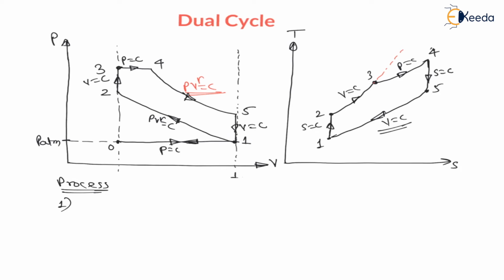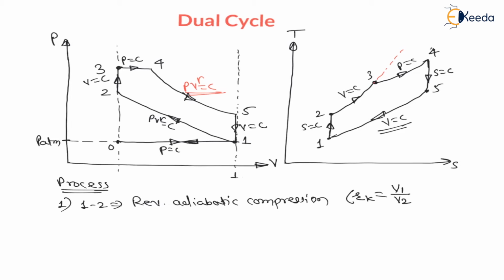The number one is 1 to 2. 1 to 2 is reversible adiabatic. It is reversible adiabatic compression, also called isentropic compression. And for this process, there will be a compression ratio, that is RK. Compression ratio is nothing but the ratio of volume at the entry of compression, that is V1, to the volume at the exit of compression, V2.